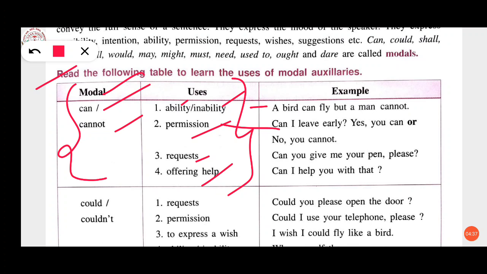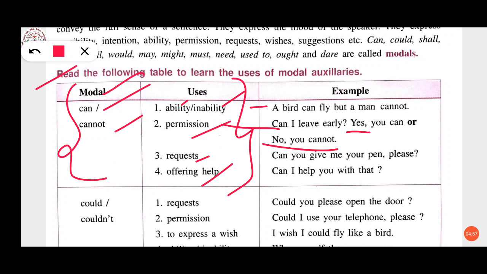If you are asking your teacher, may I drink water, can I drink water, you don't know the answer to that, so it is a kind of permission. You can get the answer as yes, you can, or even no, you cannot.